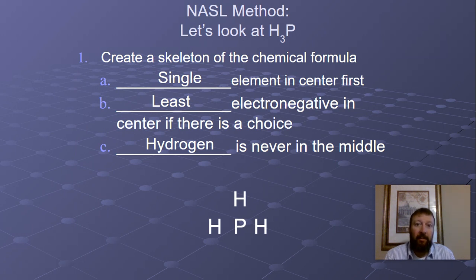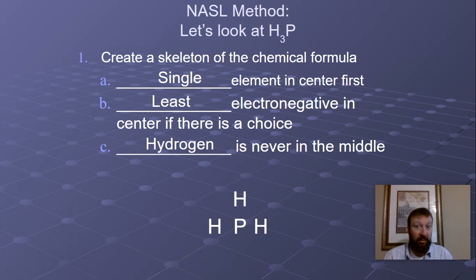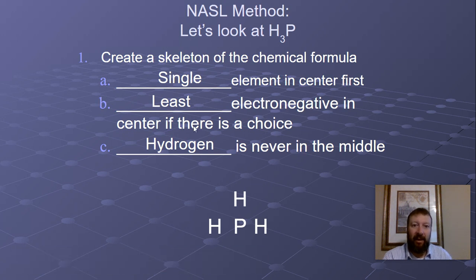Number one, make sure you have a skeleton of what the chemical formula is going to look like. If we're doing one for H3P, that means three hydrogens and one phosphorus. A says to start with a single element in the center. There are three hydrogens and only one phosphorus, so we put P in the middle. If there isn't a single element, use the least electronegative element. You won't have to worry about that until you get up to chemistry.